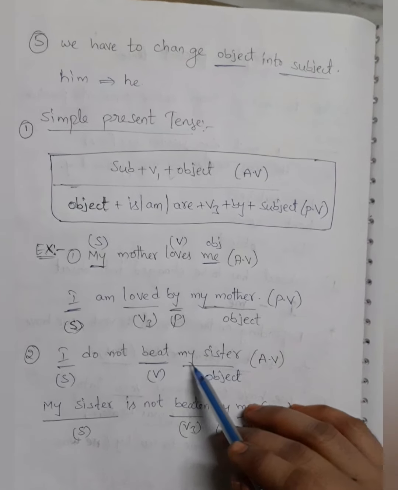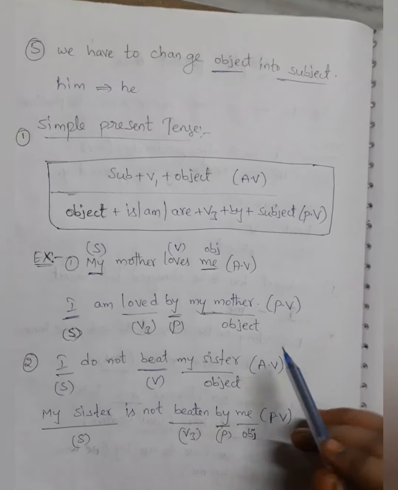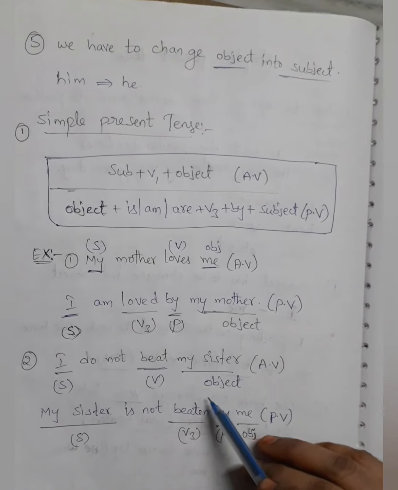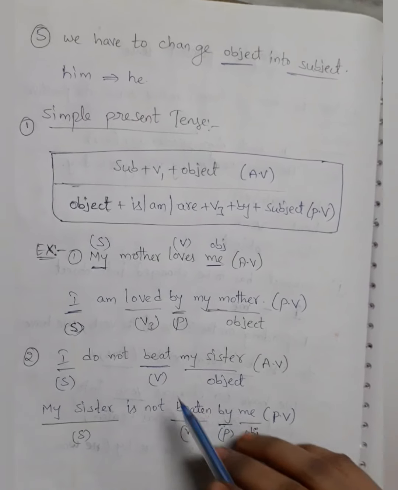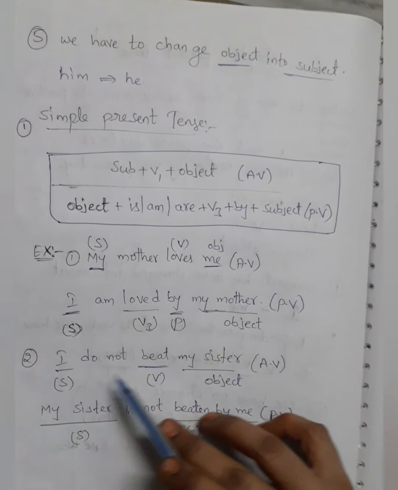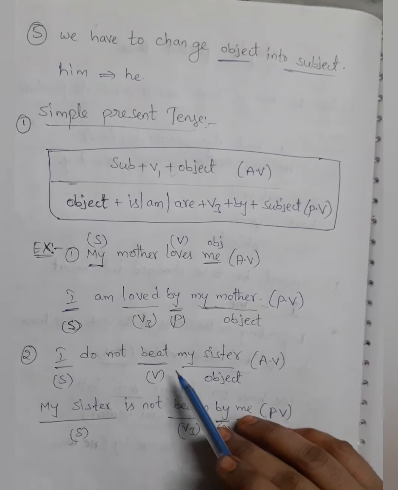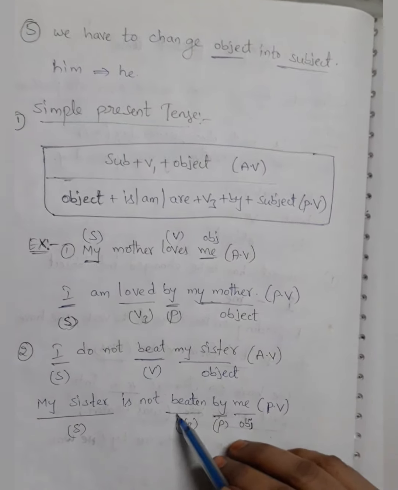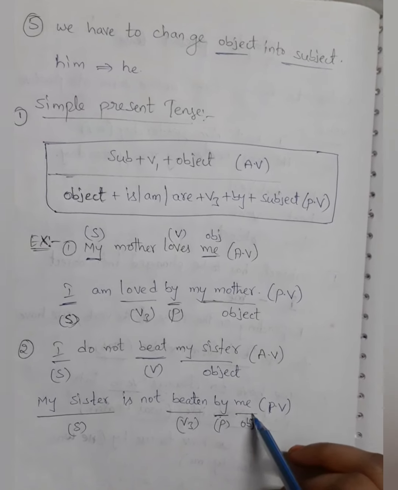Then the next example, I do not beat my sister. It's an active voice. My sister is not beaten by me. It's a passive voice. I is the subject, beat is the verb form, and my sister is the object. Here, my sister is not beaten by me.